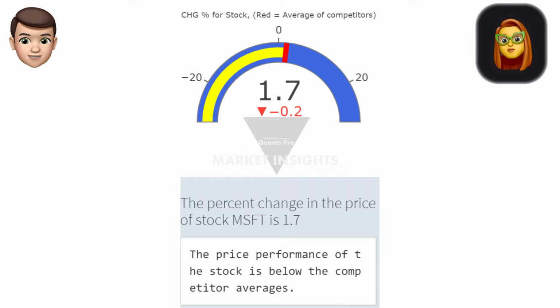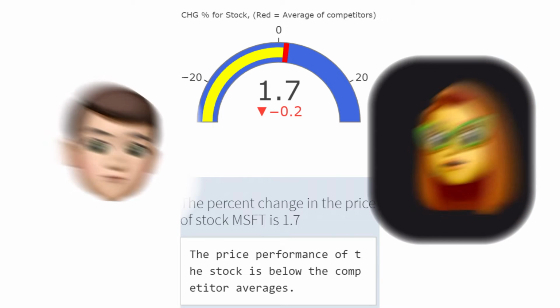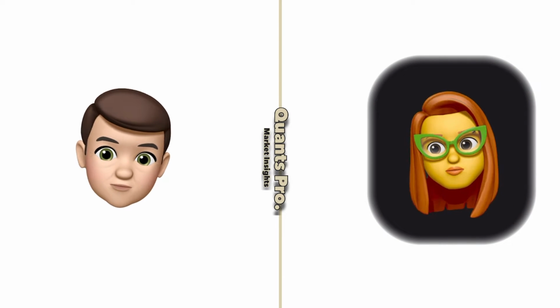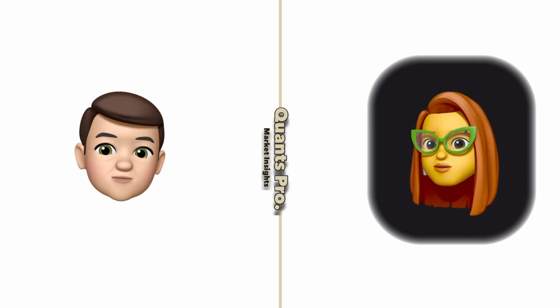Definitely, Lisa. Let's continue. In the graph on the screen, the red indicator shows the company's percentage performance, and the yellow indicator shows the competitor's percentage price performance. Of course, the red indicator passing the yellow indicator to the right is an important development in terms of company performance.